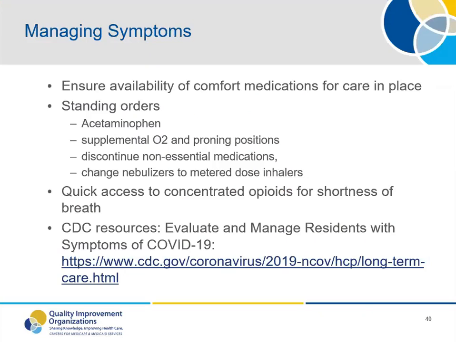Finally, it's important to work with your medical directors to make sure that all necessary medications will be available. Consider having standing orders for Tylenol, supplemental oxygen, and discontinue any non-essential medications. Be sure that staff is trained as to proper resident positioning in order to improve breathing, what we call proning. Change nebulizers to metered dose inhalers if possible to decrease the risk of COVID transmission from infected residents to staff. Be sure that concentrated opioids are available in case it is needed for severe shortness of breath symptoms. If a resident is in distress, you do not want them to have to wait several hours until a medication can be made available from the pharmacy.